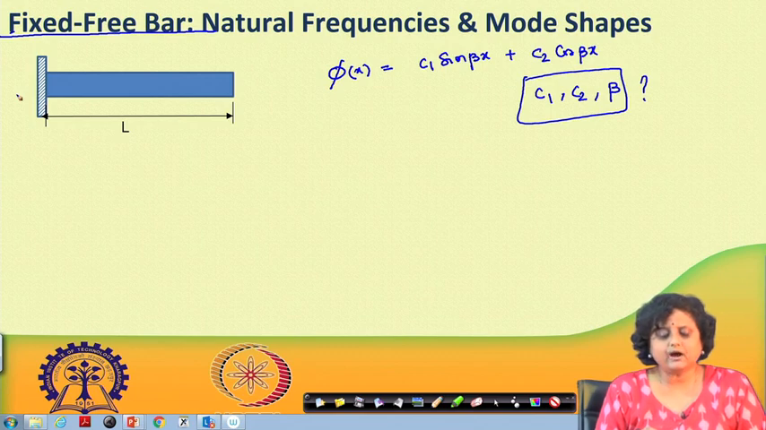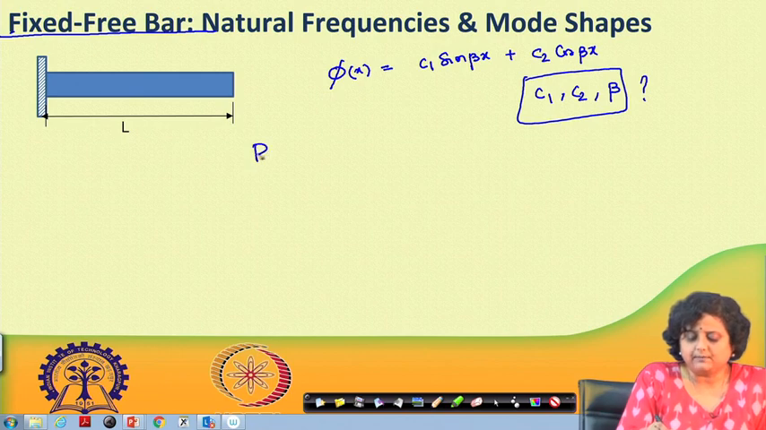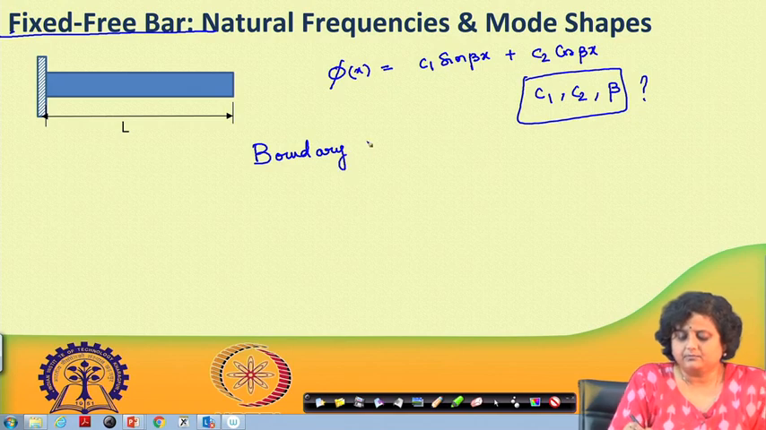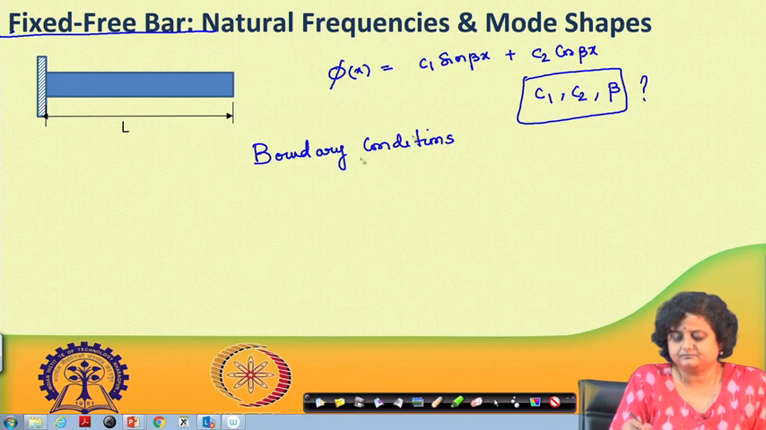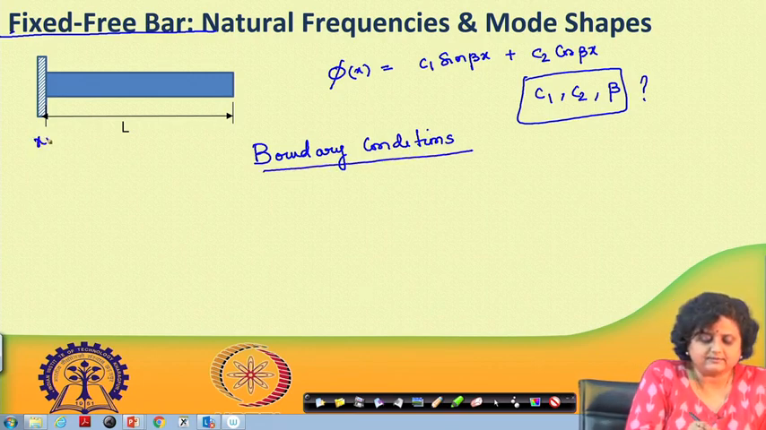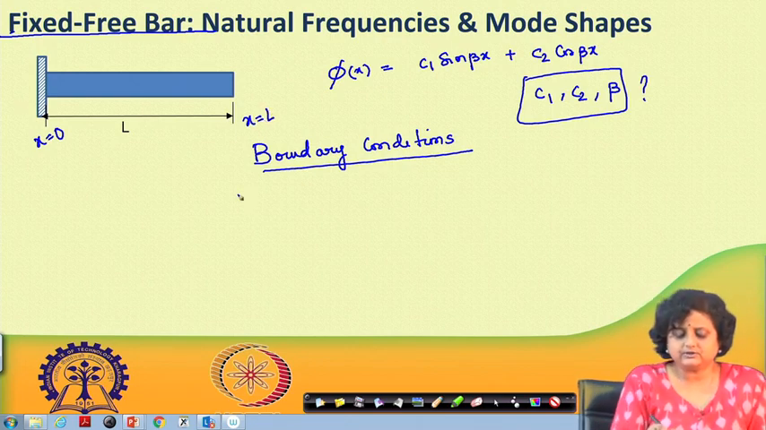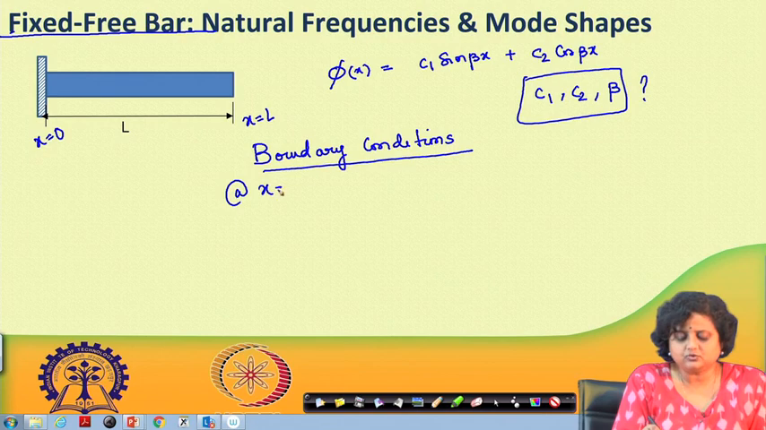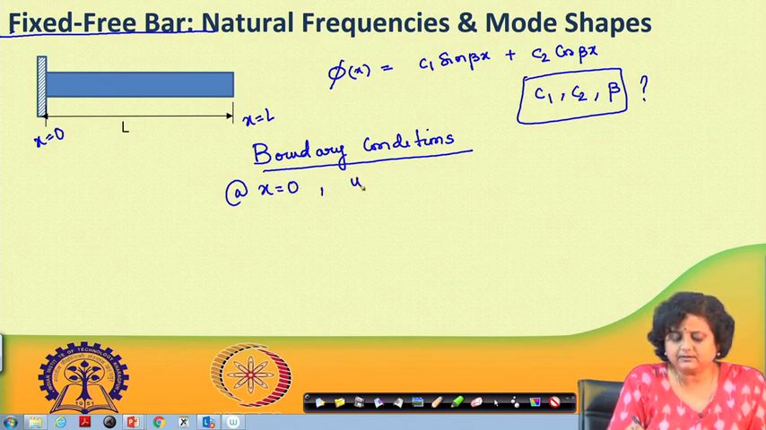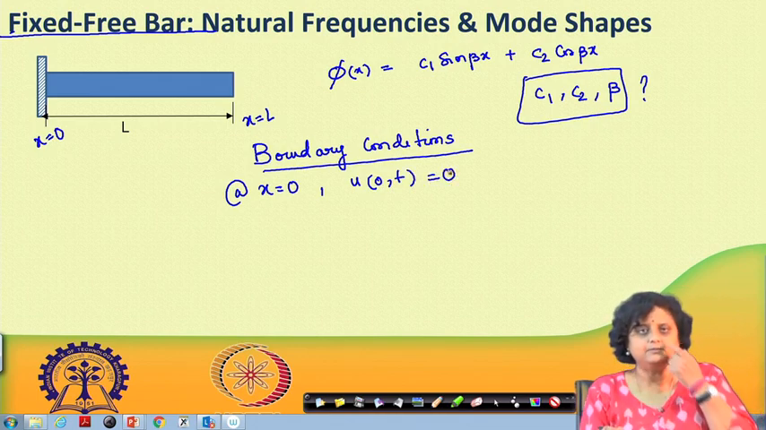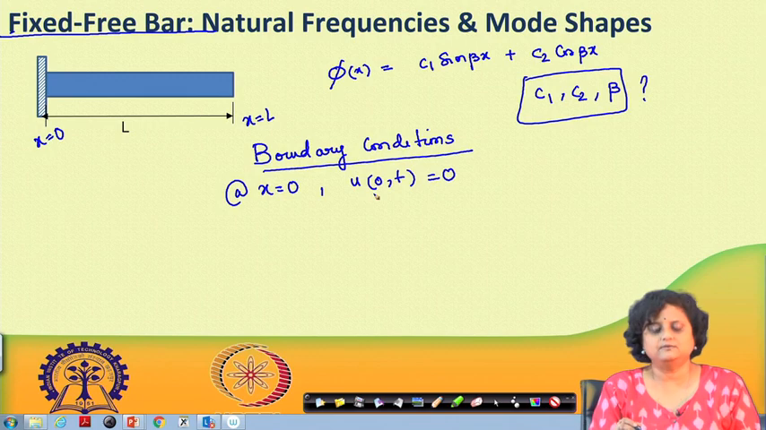Now, if this is the condition, let us write down the boundary conditions for a fixed-free bar. This is x equal to 0, and this is x equal to L. The boundary condition states that at x equals 0 the displacement is 0. So u(0,t) is 0, for any time instance t.